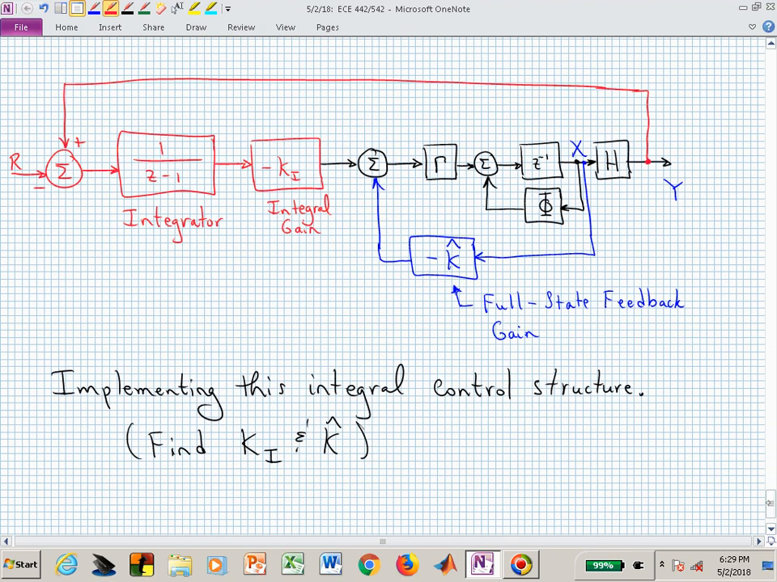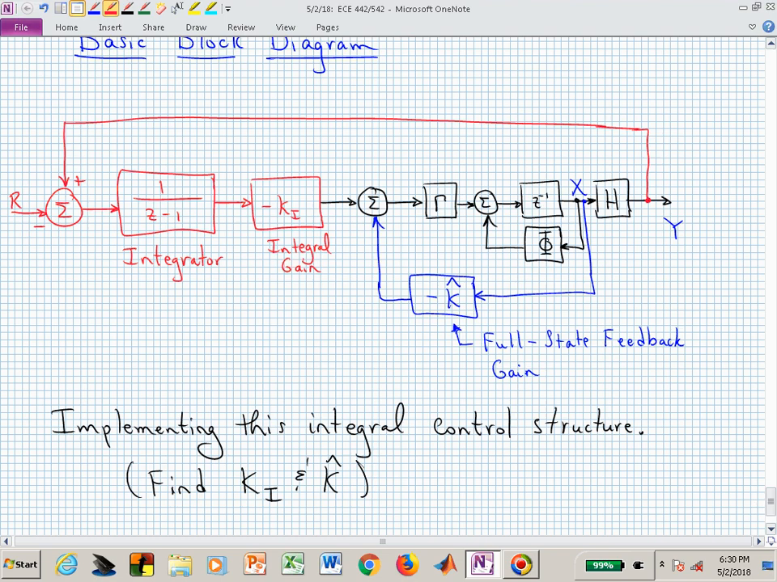Working from the block diagram, in order to implement this full state integral control, we have to find K sub I and K hat. So the plan is to put this into a representation that will allow us to use what we've already done. Can't we just find a K? Yes, that's what we're going to do, but we're going to have to build a bigger system. We're now going to augment the system because we now have one more delay block introduced by that integrator.